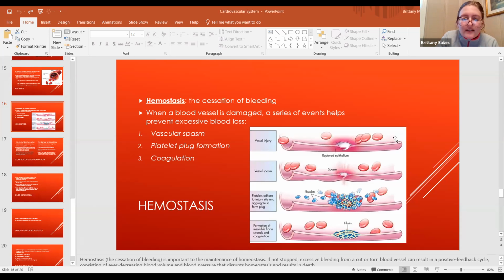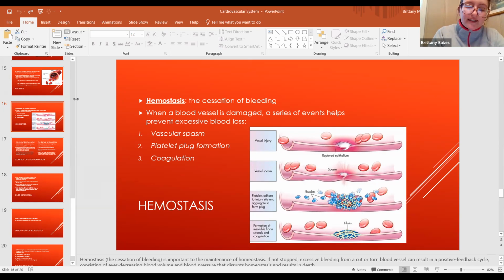If y'all have any questions, just pop them in the chat box, and at the end, I can look at them. Okay. So we talked about erythrocytes, leukocytes, thrombocytes. We're still technically on thrombocytes. So there is a process called hemostasis, which means it's the cessation or the stopping of bleeding. When a blood vessel is damaged, a series of events helps prevent excessive blood loss. So there's 3 different things that can happen.